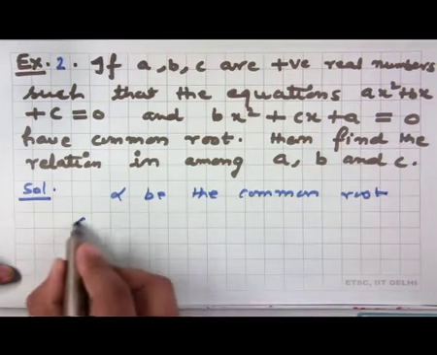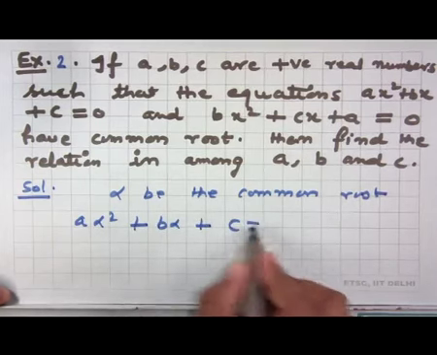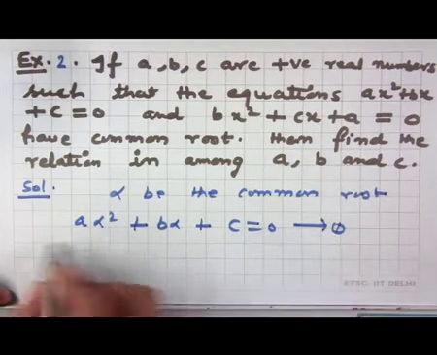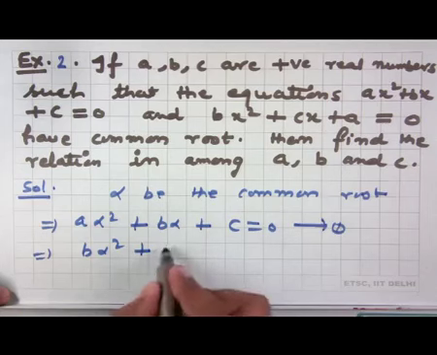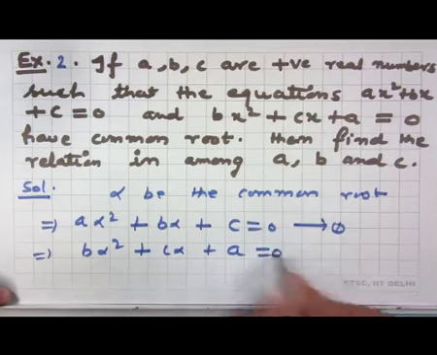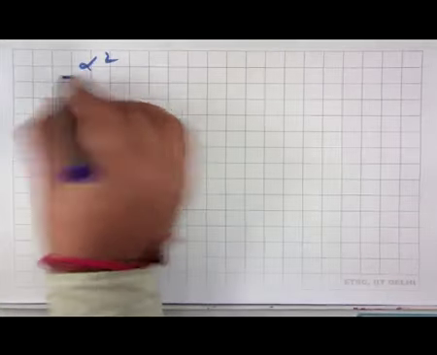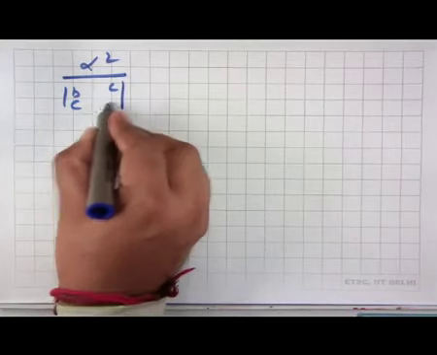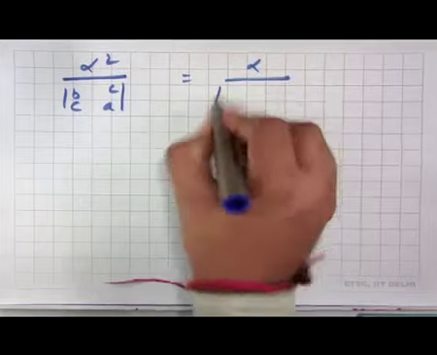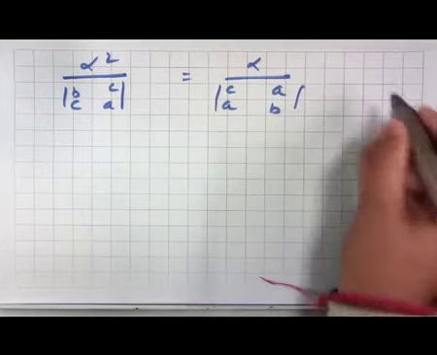let alpha be the common root. So the first equation will be a alpha square plus b alpha plus c equals 0 and the second equation will be b alpha square plus c alpha plus a equals 0. Let us try to solve by the cross multiplication method. It will be alpha square over b c c a, alpha over c a a b, and 1 over a b b c.